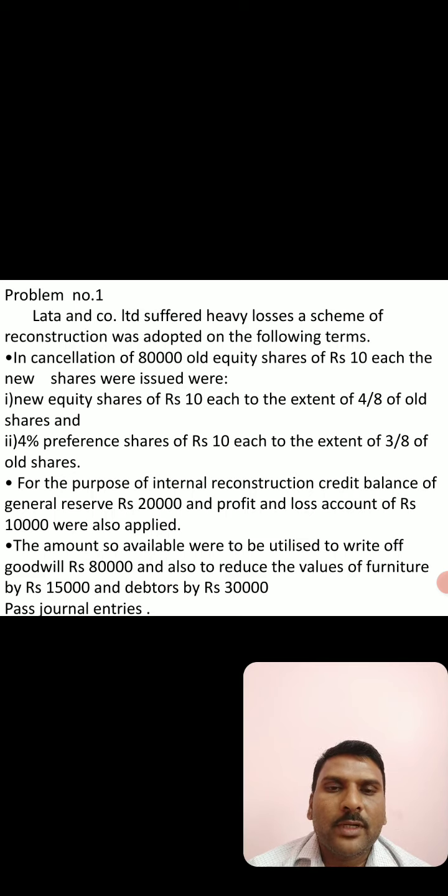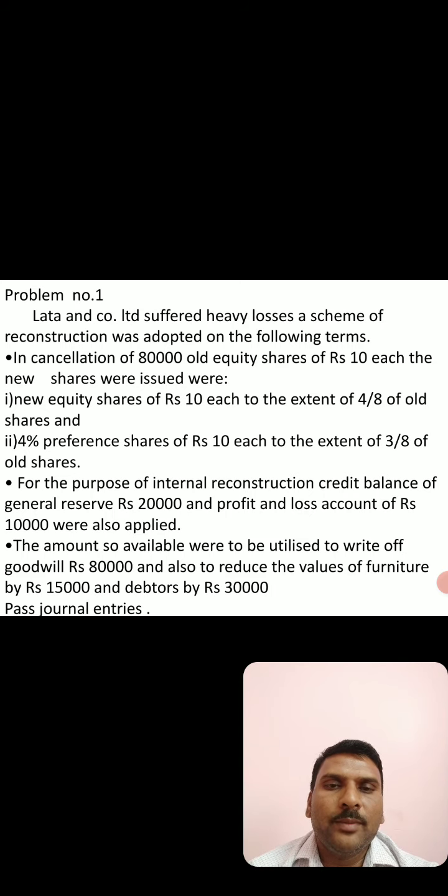For the purpose of internal reconstruction, the credit balance of general reserve, rupees 20,000, and the profit and loss account of rupees 10,000 were also applied. The amounts available were to be utilized to write off goodwill 80,000, and also reduce the value of furniture by 15,000 and debtors by rupees 30,000. And here we have to pass journal entries.